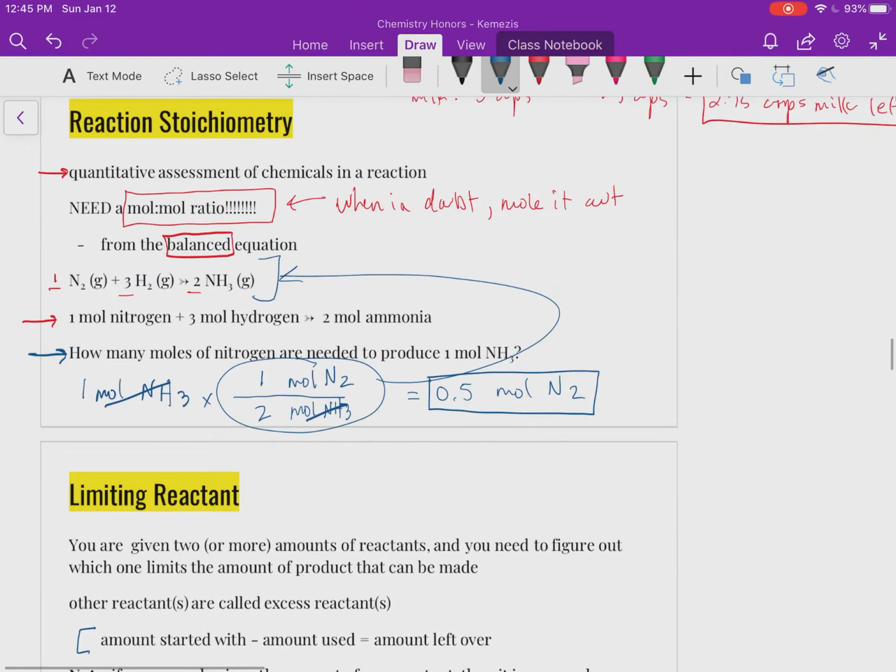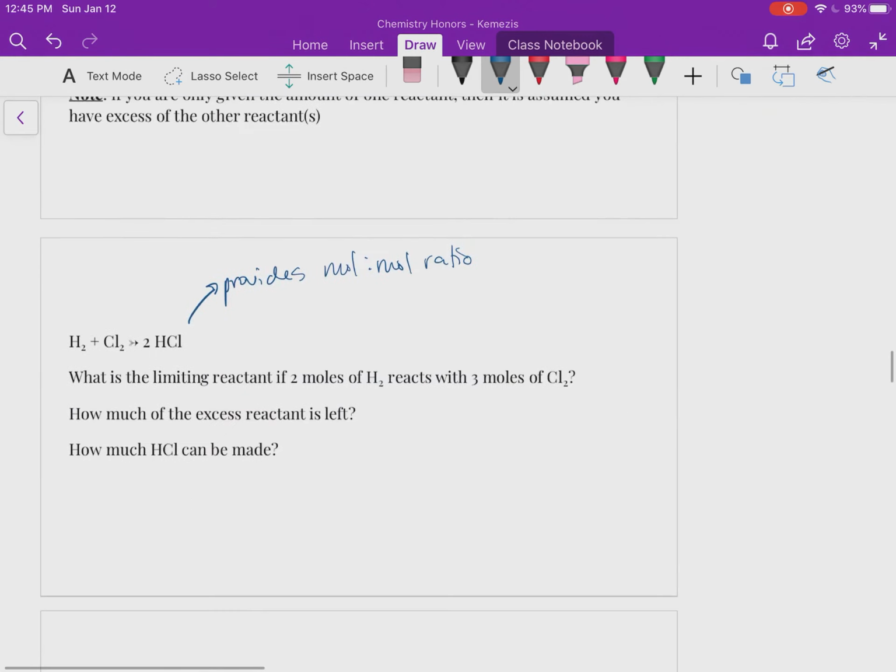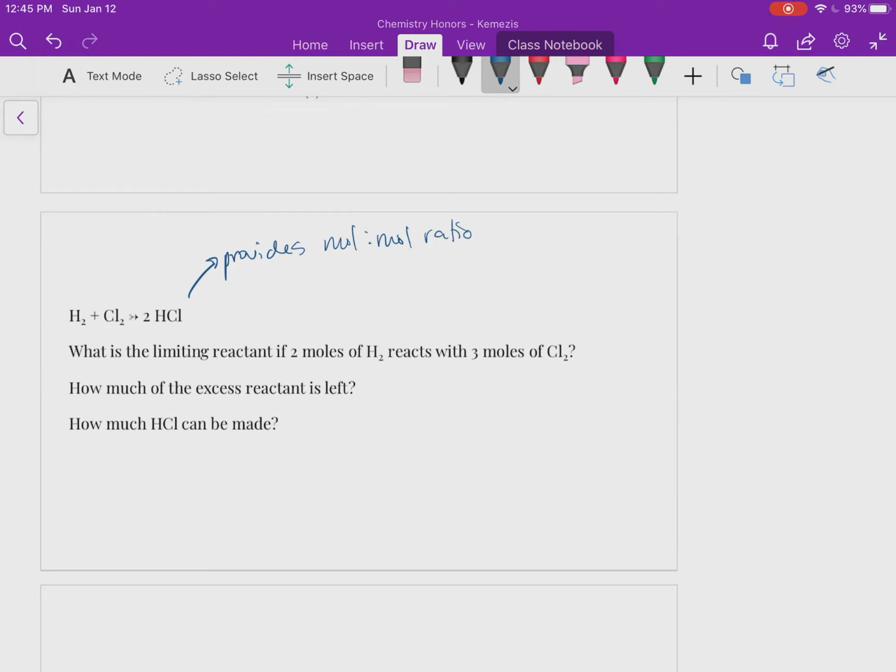So this question is similar to that one where I was asking how many pancakes can be made if we have this amount of each ingredient. So whatever chemist was noticing that they have 2 moles of H2 and 3 moles of Cl2, and they want to know which one's the limiting reactant. And I mean, this one, it's clear because it's a 1-to-2 ratio for both of these elements, but I'm going to be explicit in showing this in the math so you can see what we need to do. So remember, the limiting reactant is the one that limits the amount of product that can be made.